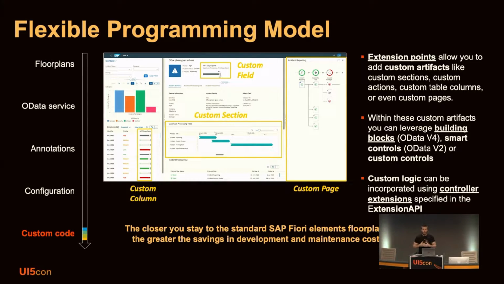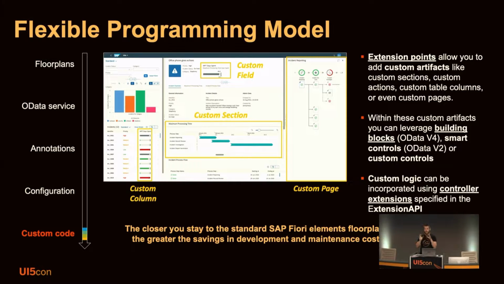So we allow you to add a custom column, or you need a custom field, a custom action, or maybe a full section in your object page on your list report where you have your custom content. And custom content can mean everything here again. You could have something like a completely freestyle developed UI5 fragment, or you can also use our building blocks.